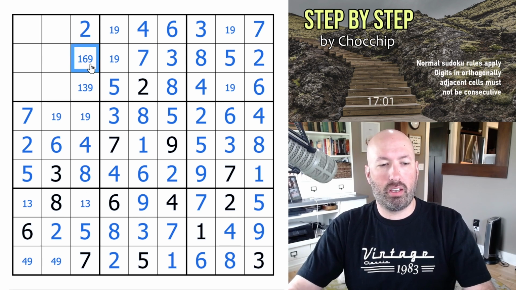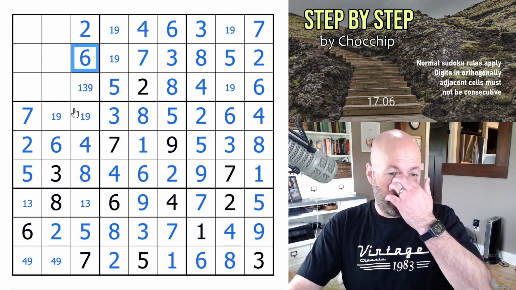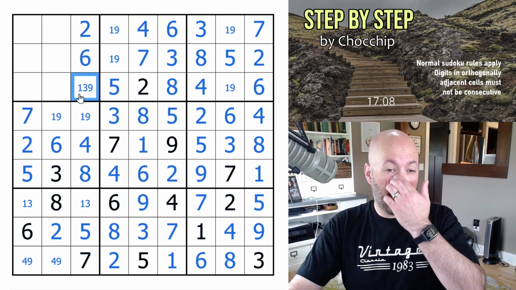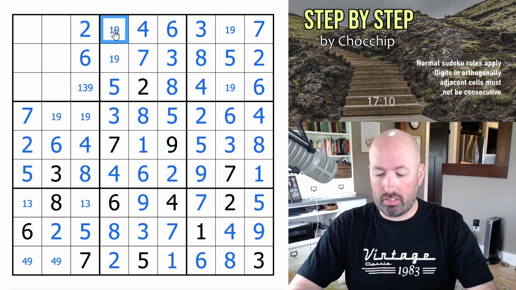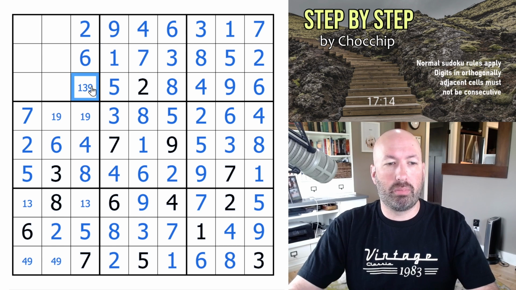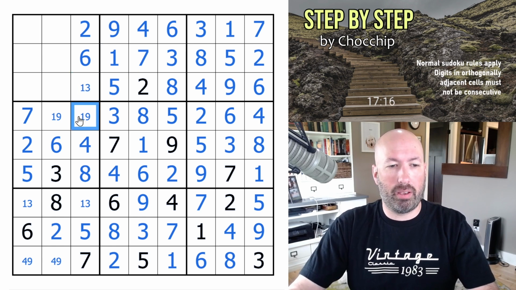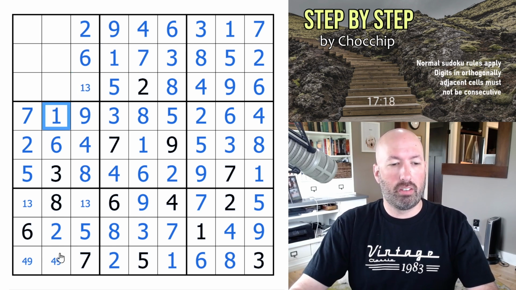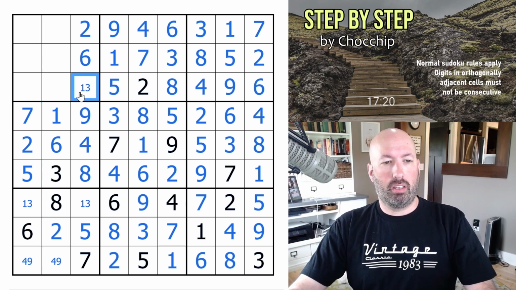1, 3, 6, 9. This one has to be the 6. It's the only spot in the column for a 6. 1, 3, and 9. Oh, the 2 tells us this is 9 and 1, which gives us 1 and 9, which means this is not 9. 1, 3 pair gives us the 9 there. And 1 and 3, I think those both work for now.